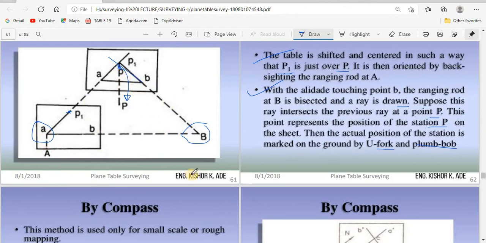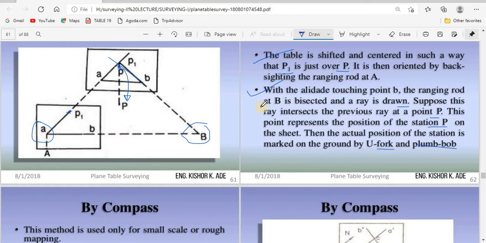Let me explain once again. Suppose you are taking two reference points, point A and point B, on the ground. With the help of chain or tape you have to measure this distance AB. When you have measured this distance AB, you have to plot it on the drawing sheet. With a suitable scale selected, an AB line has been drawn.